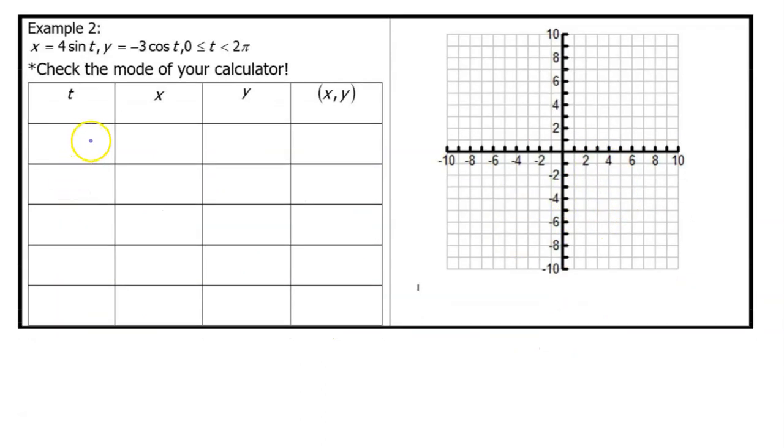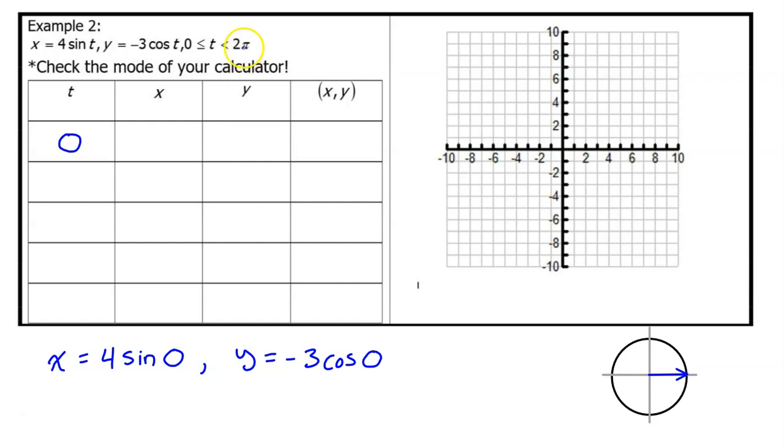Here's another parametric equation. This time x is 4 sine t and y is negative 3 cosine t on the interval from 0 to 2 pi. We have 2 pi, not 360 degrees, so our angles will be measured in radians. When t equals 0, we are right here on the unit circle. Remember that sine is the y value and cosine is the x value on the unit circle.